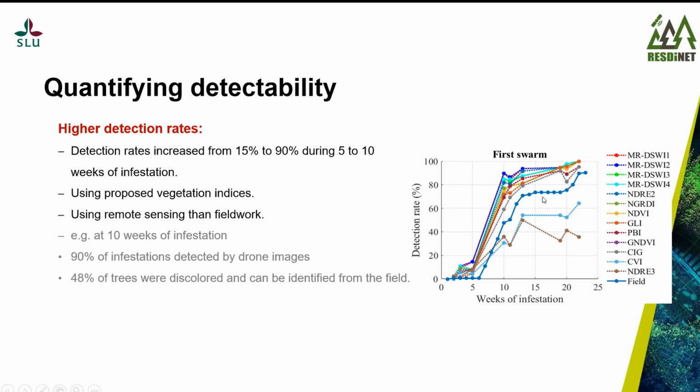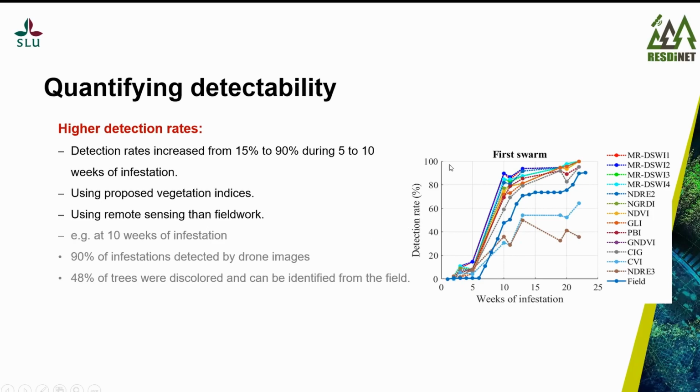Another piece of information is from this blue solid line. That is the detection rate from the field based on the discoloration. And one important piece of information comes from 10 weeks here. At 10 weeks of infestation, the discoloration rate from the field is 48%. But at this time, when we use the multispectral drone images, the detection rate is already 90.